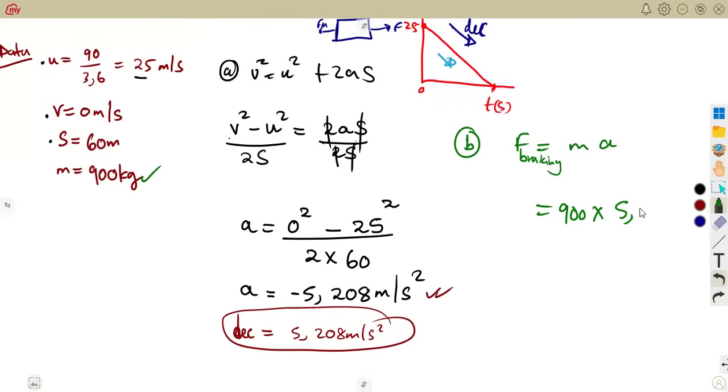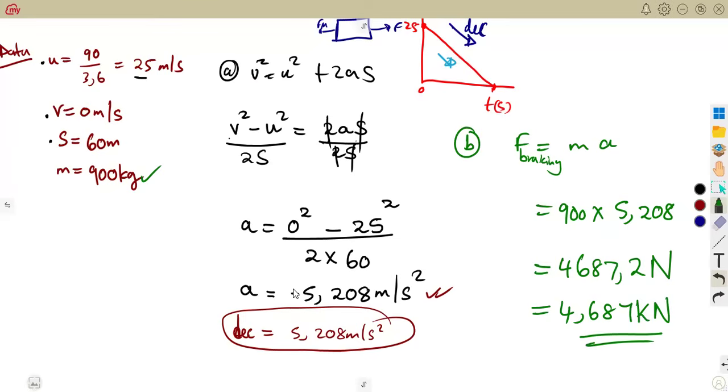So that's 5.208. Just take the magnitude. Don't consider the sign. So that was going to give us 4,687.2. This is the force. Remember, force is measured in newtons. So you can even convert this to kilonewton, divide by 1,000, 4.687 in kilonewton. All right. So that is the case, guys, that you can have in this simplification.